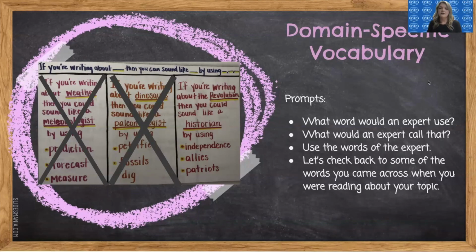You could say things like, what word would an expert use? Or what would an expert call that? So for a person that loves history and talking about the revolution, what is the expert person called? Okay, a historian. The historian is the expert, so we're going to plug that in. That's how it gets them going on that.